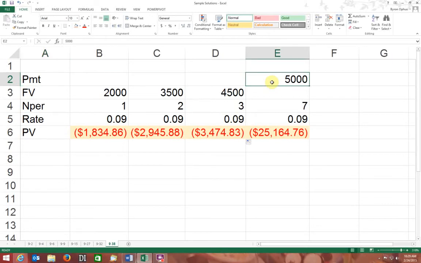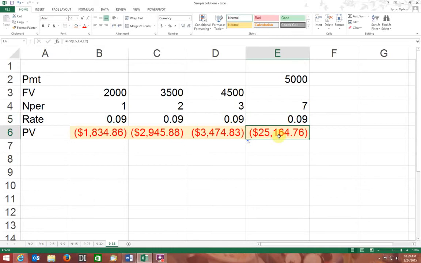Okay, and I've got number of periods are 7. How'd I get to 7? Well, because I had to use my fingers, honest. So I had to go 4, 5, 6, 7, 8, 9, 10. I got 7 fingers up, so that's why I knew that it was 7 years, and I got 9%.